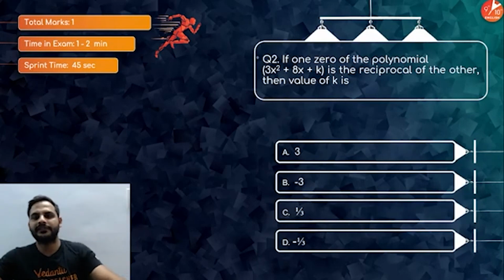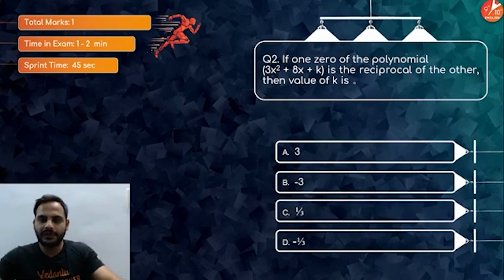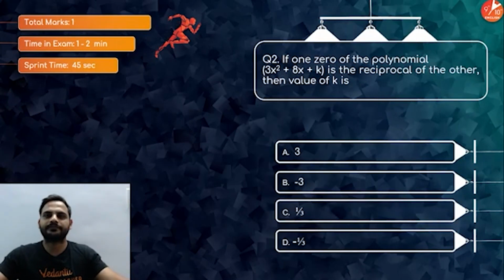solution. So they are saying if one zero of this polynomial is the reciprocal of the other, then the value of k. But this is a question from the relationship between the coefficients and the roots.